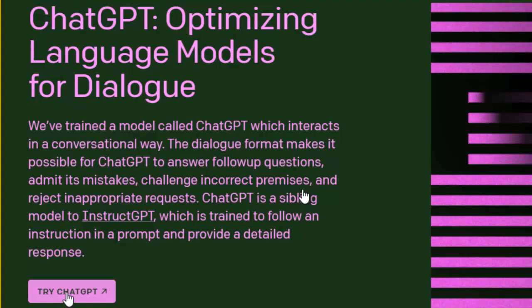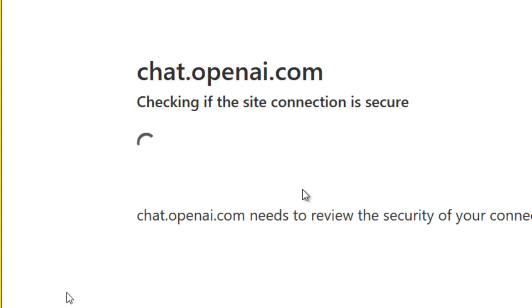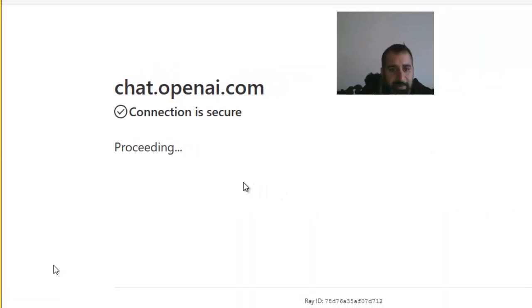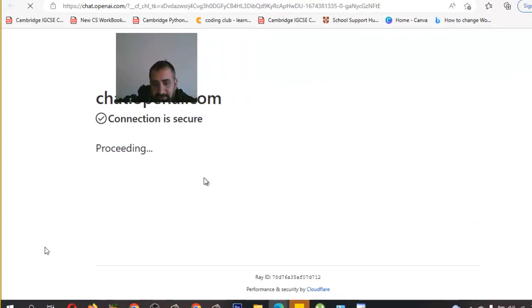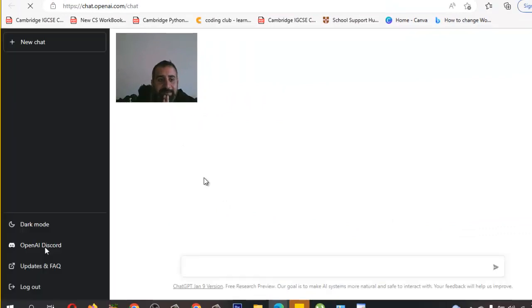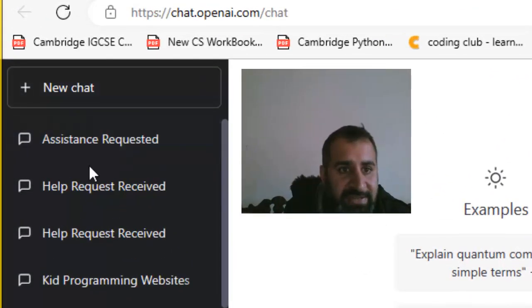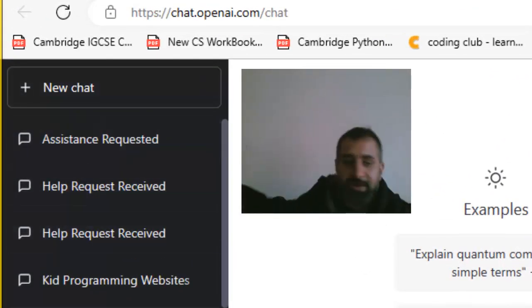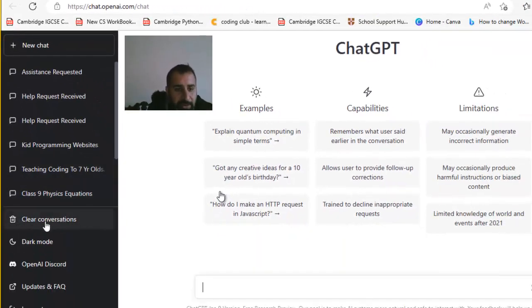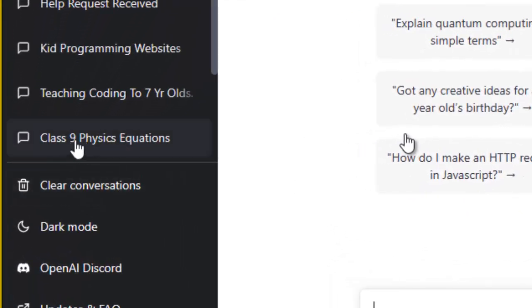Just click on Try ChatGPT. It is checking whether your connection is secure or not. Proceeding, yes, the connection is secure. Now it is asking to start a new chat. You can even clear the conversation, ask about physics equations, or teaching coding to 7-year-old kids. These are the possible questions that you can search over here.